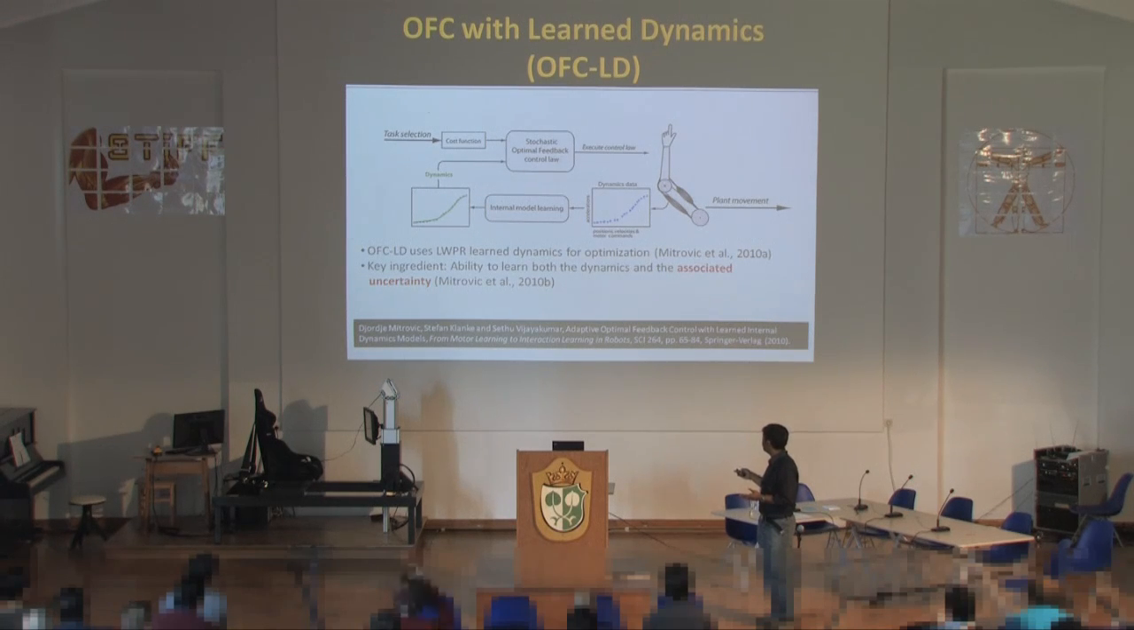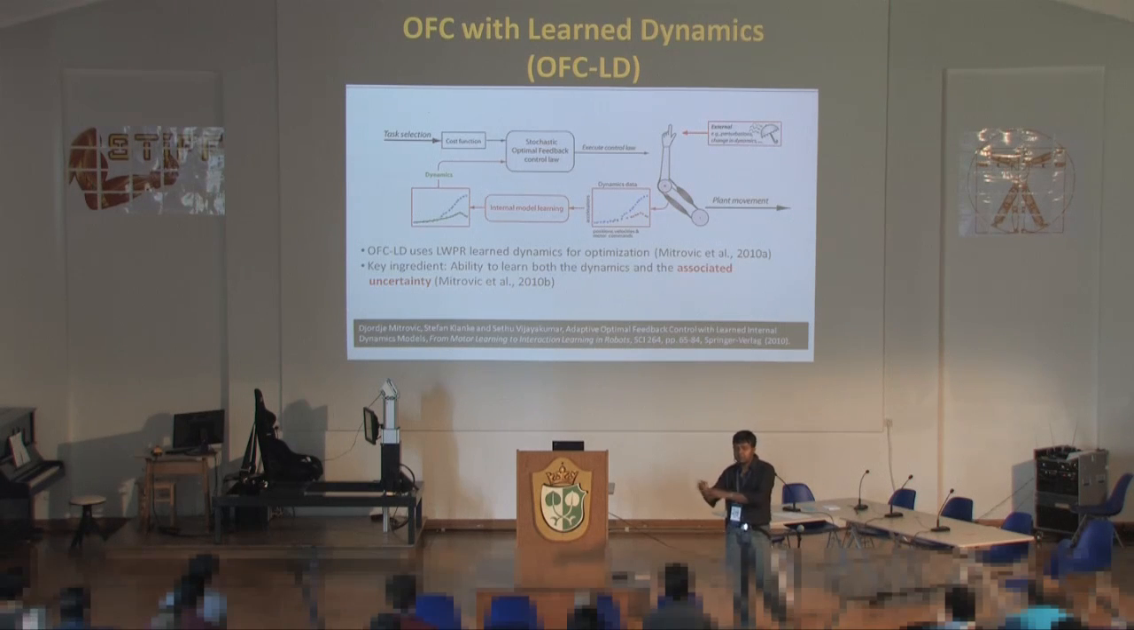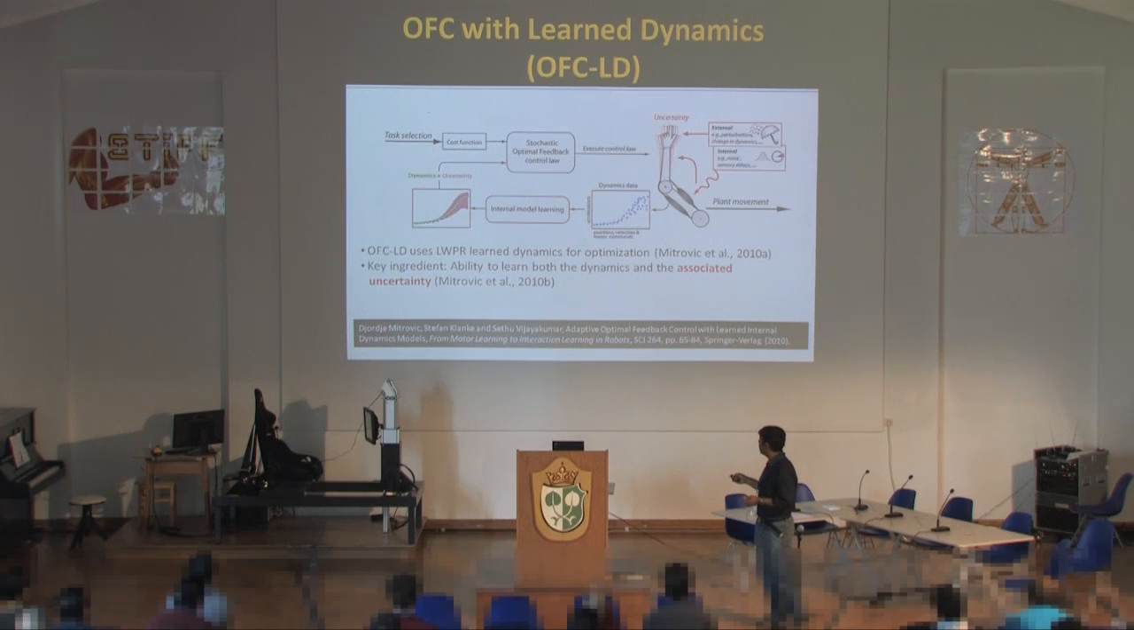You not only learn the dynamics, you're able to adapt for any changes. For example, if you've got a perturbation, or in these forced adaptation experiments, which change your dynamics, then you can actually learn the dynamics on the fly. You can not only learn the dynamics on the fly, but you can also learn the associated uncertainty with the actual plant. Okay, so if you have all that, and then you apply the optimal feedback controller, you replace the analytical model with this learned model, and then do the whole same machinery all over again.